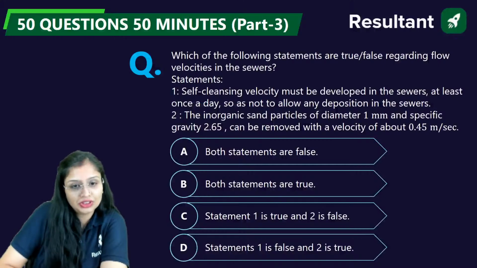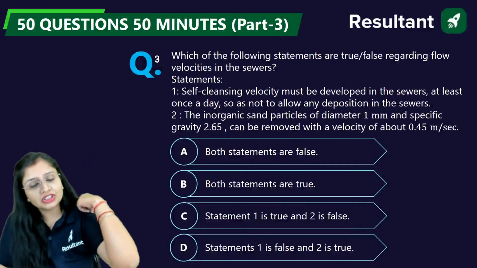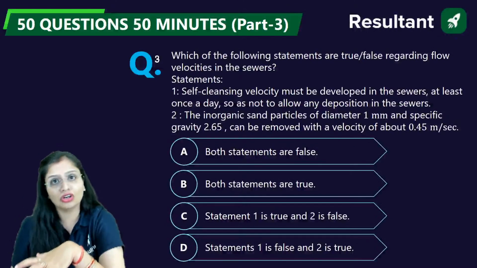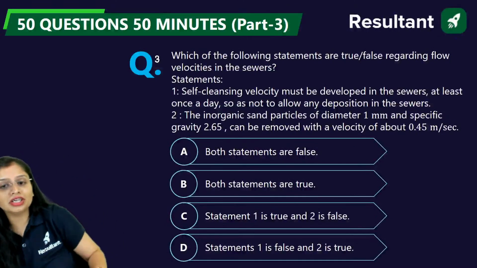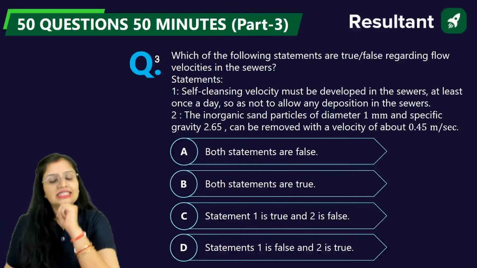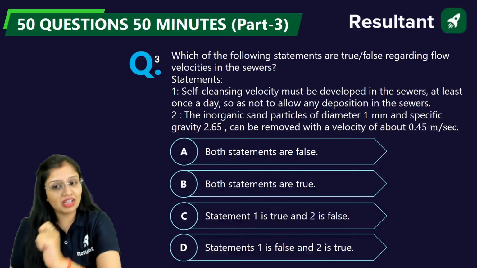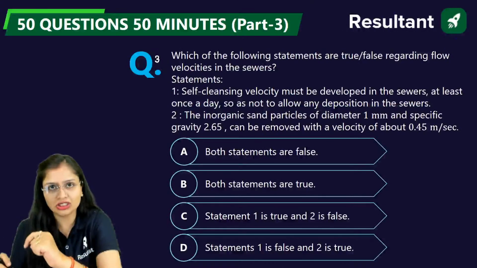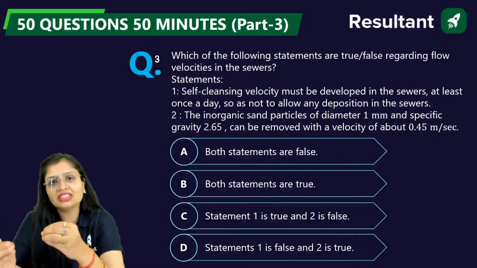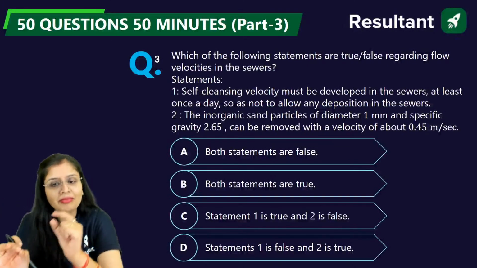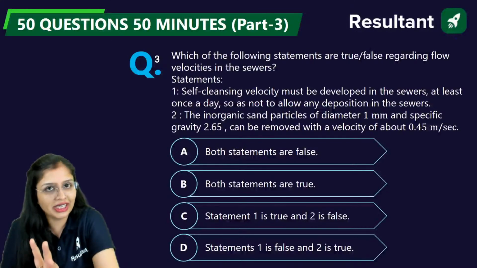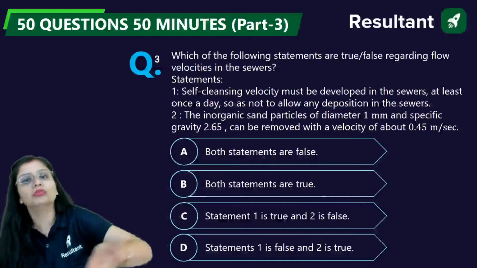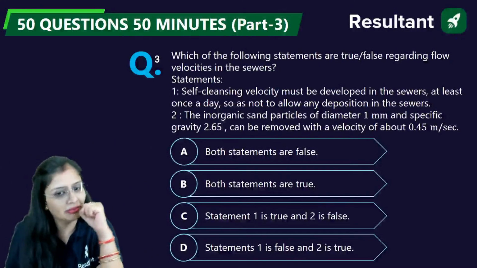Okay, next question, question number 3. Which of the following statements are true or false regarding flow velocity in the sewers? First statement: self-cleansing velocity must be developed in the sewers at least once a day so as to not allow any deposition in the sewers. Of course, we design the sewers in such a way that at least once that velocity should be there, so that any solids that have settled could be flushed out. So the first statement is correct.